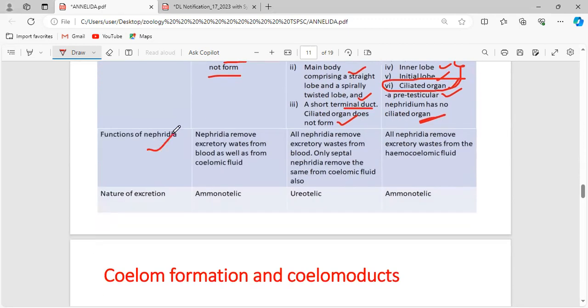Now, what are the functions of nephridia? The nephridia remove the excretory waste from the blood as well as from the coelomic fluid. What is the name of the fluid present inside the coelom when it comes to the phylum Annelida? Just tell me, what is the name of the fluid? I have explained this point three times. What is the name of the fluid?